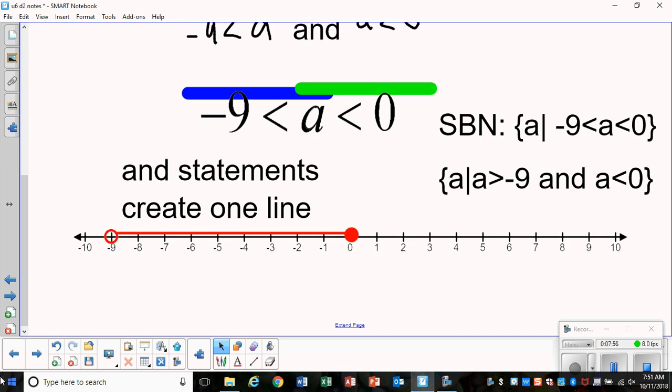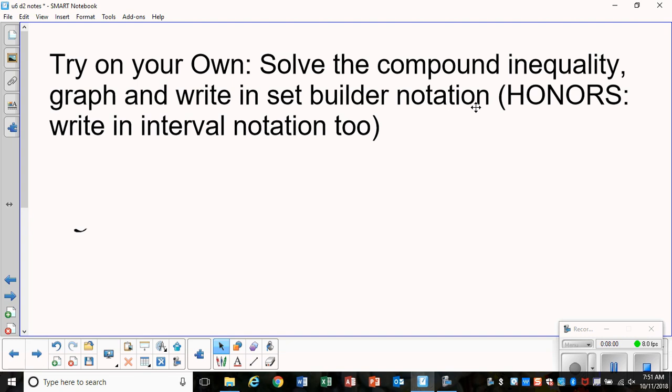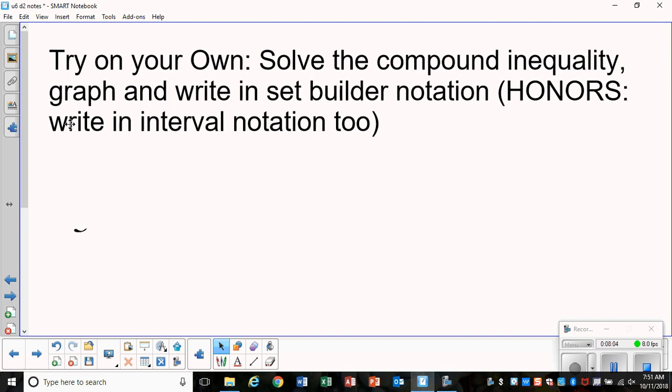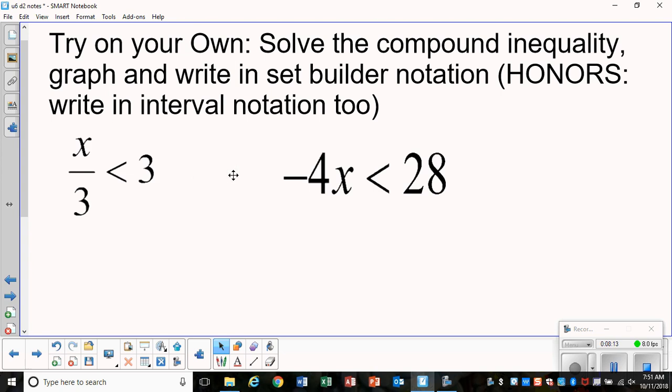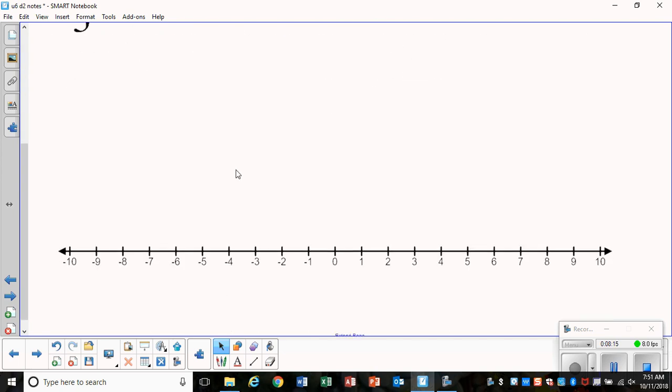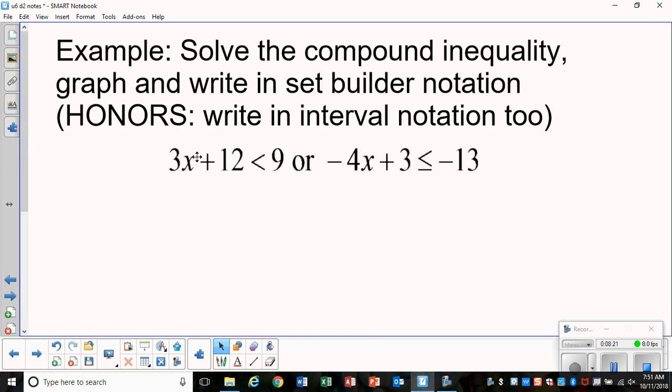Now, you guys have 2 try on your owns, I believe? Yeah. Honors, again, don't worry about interval notation. You have no idea what it is. I'm going to show it to you in another unit. So, go ahead and solve these. On your paper, you have to solve, graph it, and write it in set builder notation. And same thing here, don't worry about interval notation, just solve and write it in set builder.